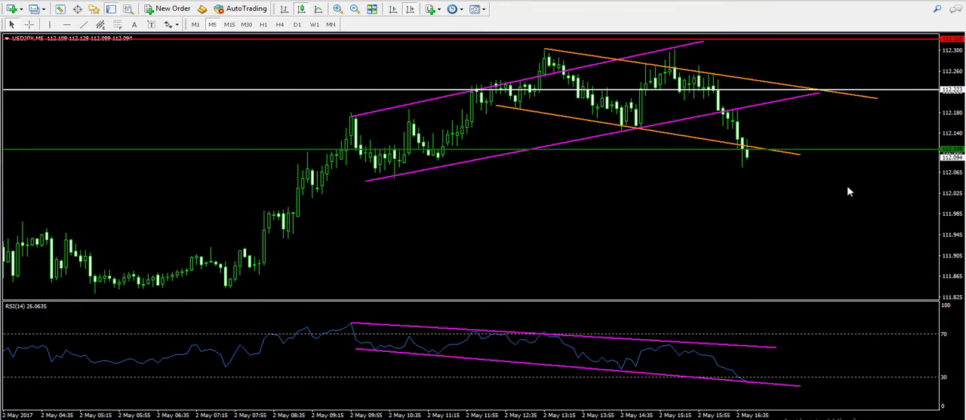The best thing is that the trade is profitable, and now I will sum up what I did in this trade. So I entered at 112.22 and I exited at 112.11, which is 11 pips profit in this case, 0.11 on the American dollar Japanese yen forex pair.